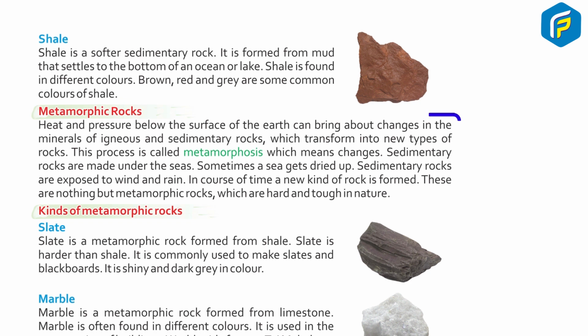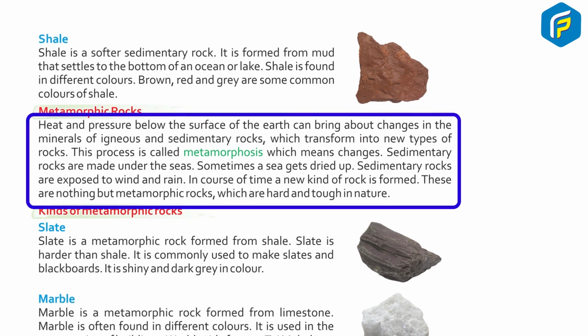Metamorphic rocks. Heat and pressure below the surface of the earth can bring about changes in the minerals of igneous and sedimentary rocks, which transform into new types of rocks. This process is called metamorphosis, which means change. Sedimentary rocks are made under the seas. Sometimes a sea dries up. Sedimentary rocks are exposed to wind and rain. In course of time, a new kind of rock is formed.